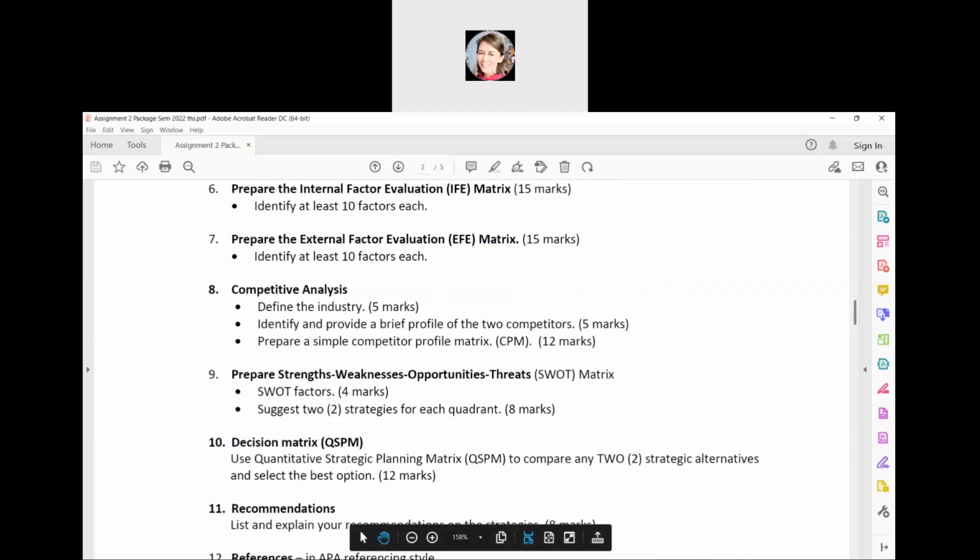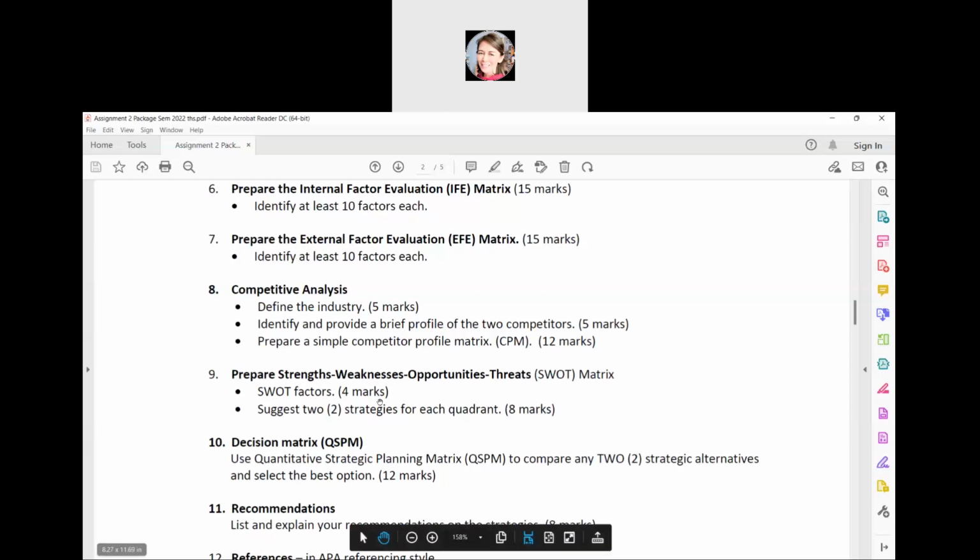Next requirement is the SWOT matrix. This is preparing the SWOT matrix. So you would have to come up with the SWOT factors and suggest two strategies for each quadrant. Okay. So again, this requires you to go back to reading. Like I said, there are specific readings, articles that we have uploaded on how to come up with the SWOT matrix.